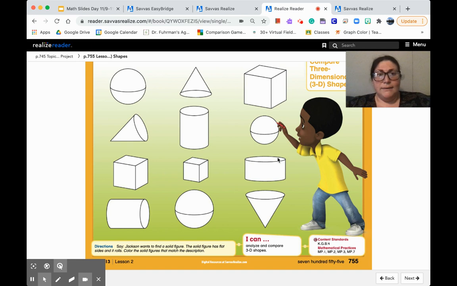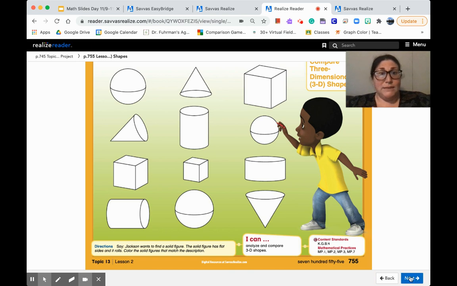You may notice that this is a cylinder too. Although it looks different from this one, it still has the same characteristics. It has two flat sides and it also rolls. So this one would be a shape that Jackson could find and use. Over here's another cylinder, and we could circle that one. Then the last one that you may have noticed would work is this cone.